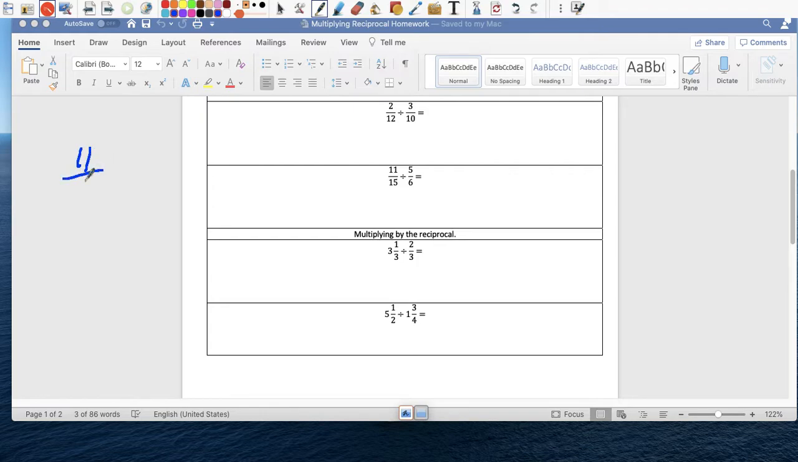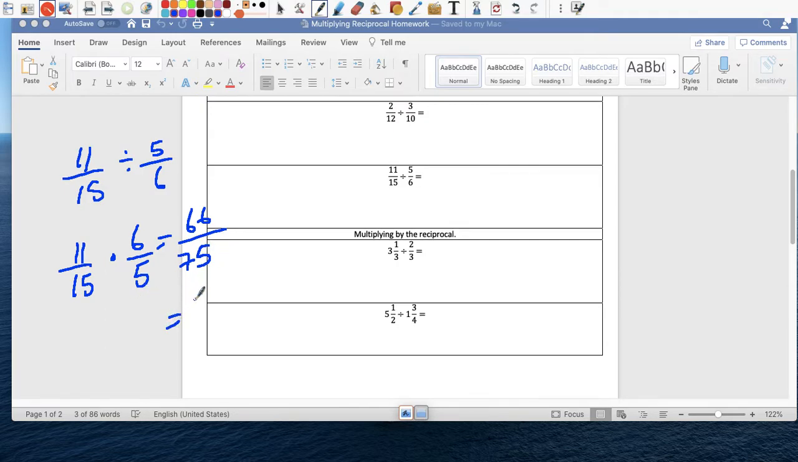11 over 15 divided by 5 over 6. First fraction stays. Division becomes multiplication, reciprocal. 11 times 6 is 66. 15 times 5 is 75. We can divide that by 3. We get 33 over 25. No, sorry, what am I doing? Divide by 3, get 22 over 25. Okay, and again, we'll work on this Monday, but this is okay too.